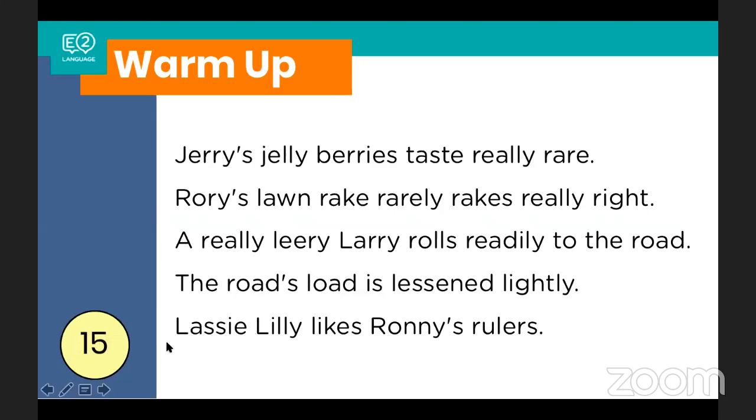Let's read it again. Let me go first and then you can try. Ready? Jerry's jelly berries taste really rare. Rory's lawn rake rarely rakes really right. A really leery Larry rolls readily to the road. The road's load is less than lightly. Lassie Lily likes Ronnie's rulers. You try.